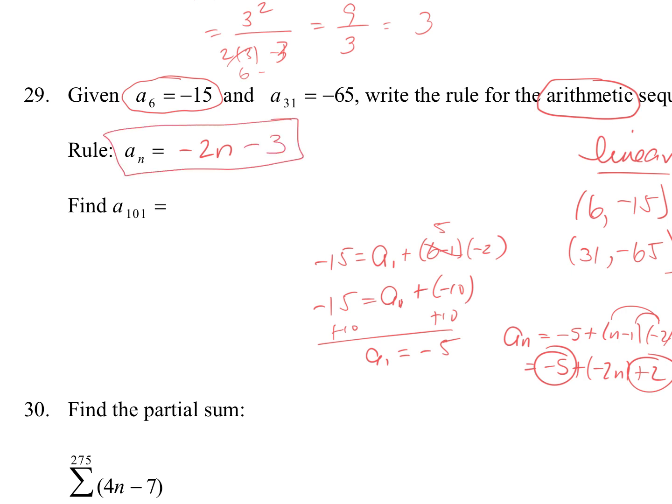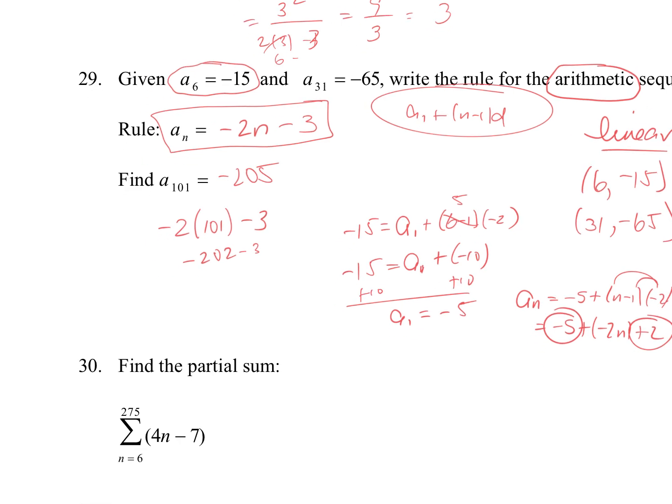And then if you're going to find the 101st term, what do you do? You plug in. Good. Now, if this was a multiple choice question, you guys could just work backwards. You could just plug in the answers and see which rule works. But if it's not multiple choice, you have to use the formula. The formula, a sub 1 plus n minus 1 times your common difference, will be given to you on the formula sheet. But when you plug in 101, what's negative 2 times 101? Negative 202 minus 3 gives you negative 205, right? So that would be your answer there.